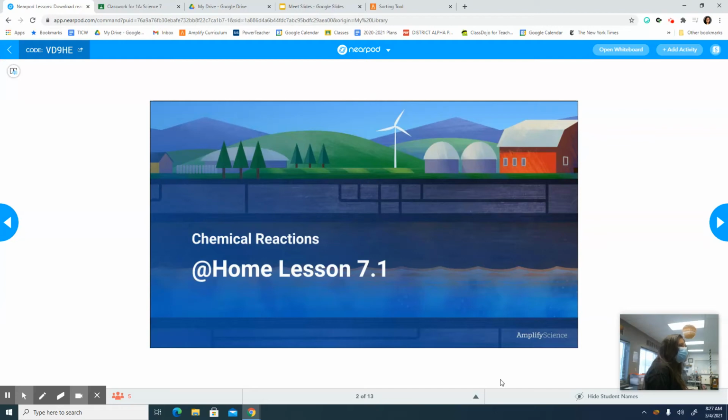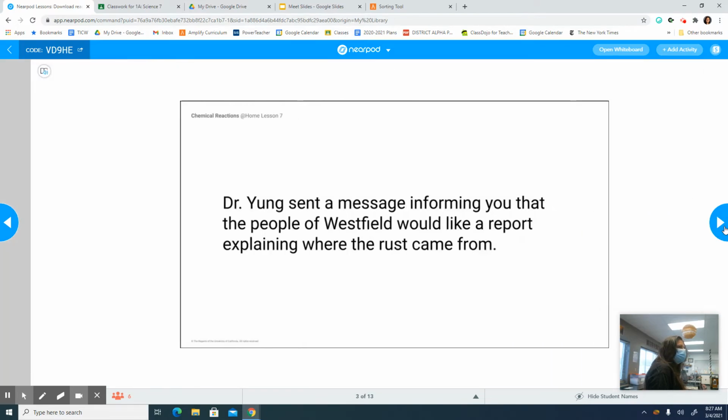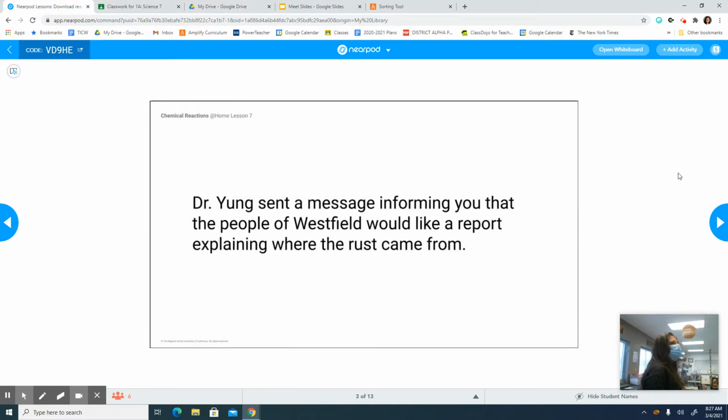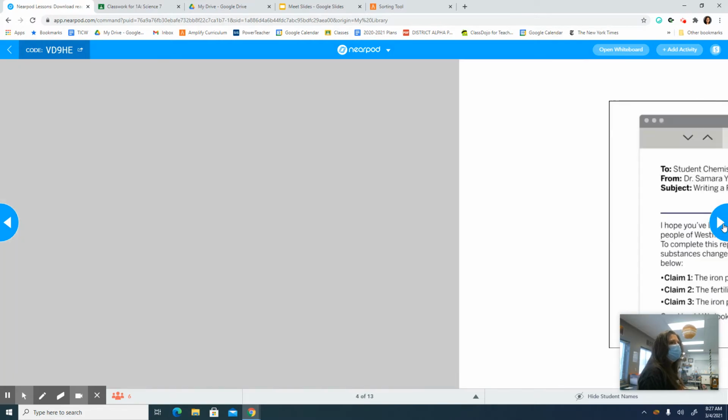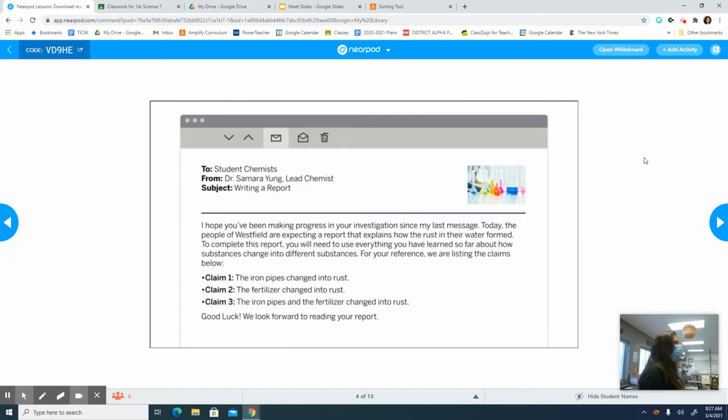All right, so we're on lesson 7.1, which is the last lesson of chapter 2. Dr. Young has sent us a message informing us that the people of Westfield would like a report explaining where the rust came from. They want to know what's going on. Anybody else like to read, or would you like me to read? Don't all jump at once.